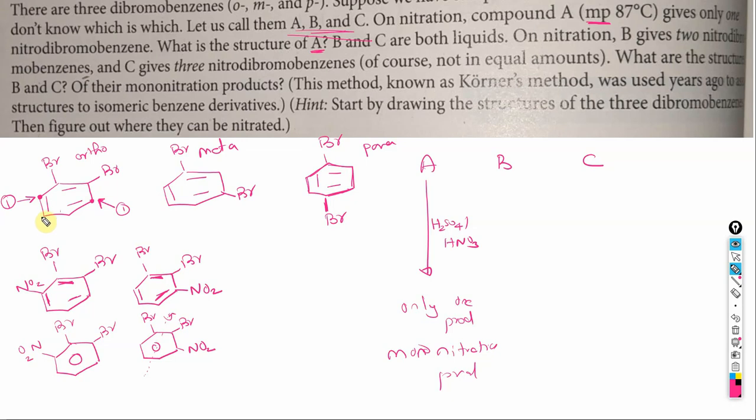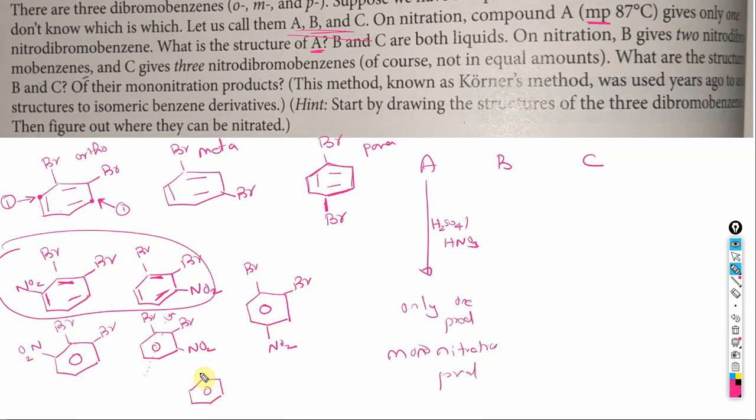The second location is going to be that, which means these 2 are the same product, that's one product, and you can also get another product for the nitration, which is this, and that is same as this. Therefore this is the second product. These 2 are the second product. So when you nitrate ortho dibromobenzene, you get 2 products. That means this cannot be A. So this is not A.